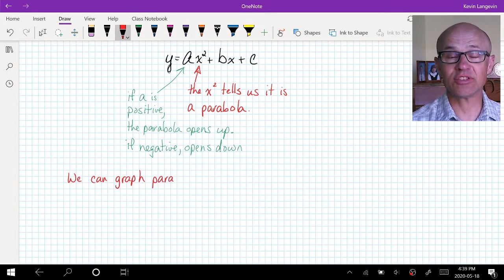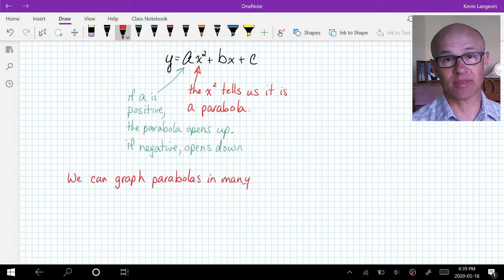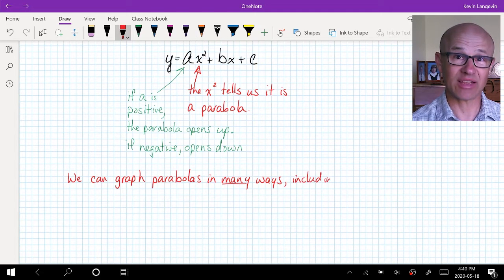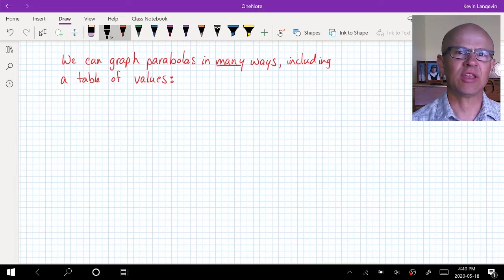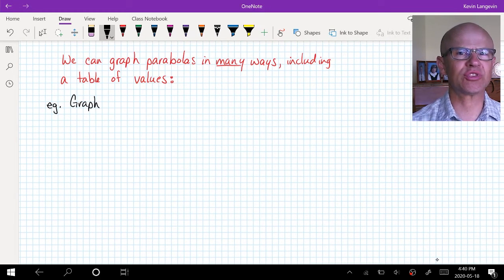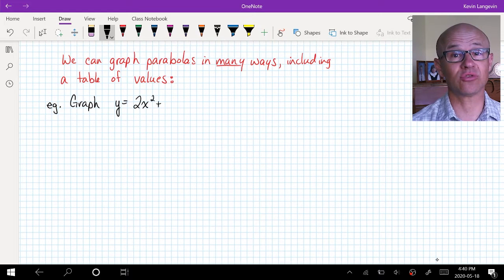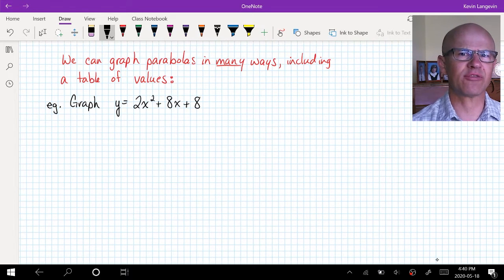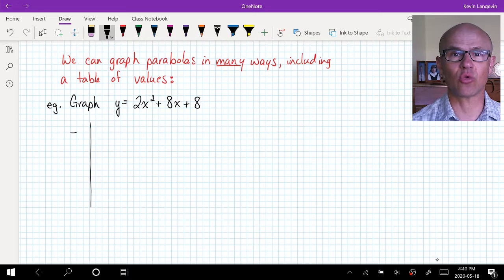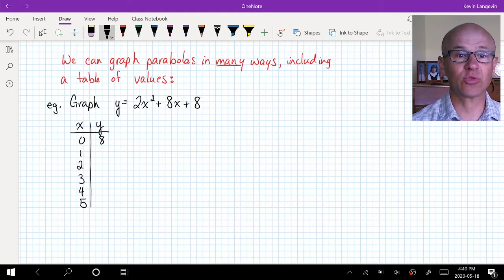We can graph these using a number of methods, and we're going to start out with the most basic one, just a table of values. And you all know how to do this. The tricky part is choosing which x values to use, and I've got my first example set up to show you how we can readjust halfway through. So my first one, I've chosen the numbers 0 through 5.